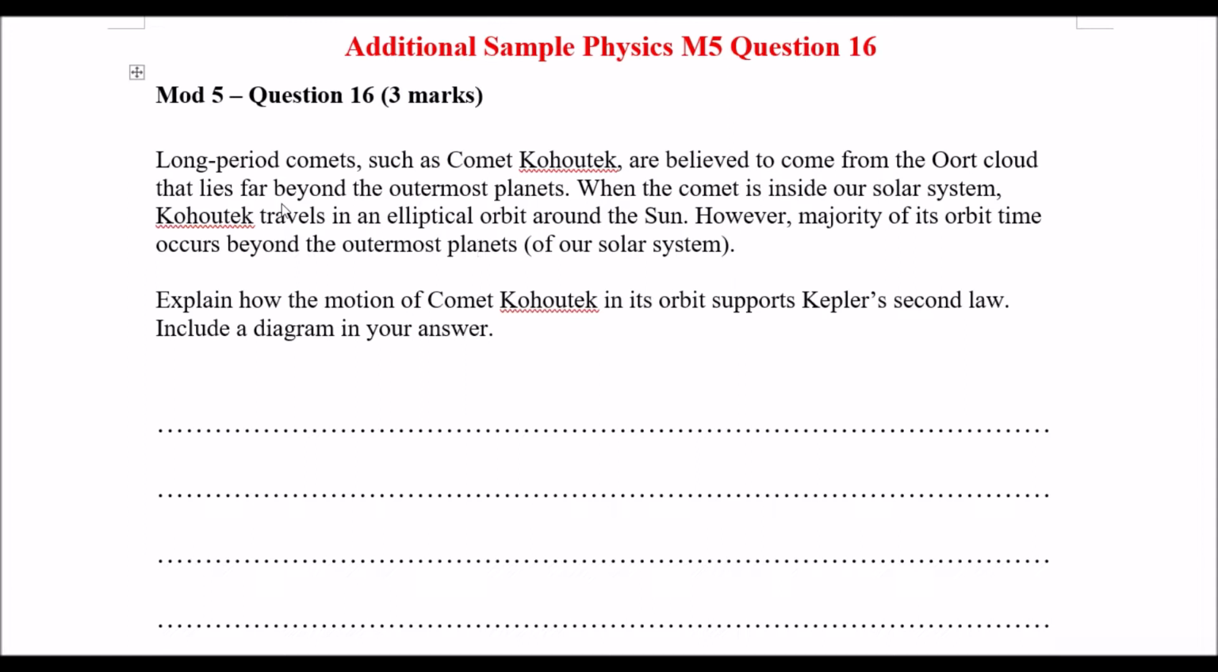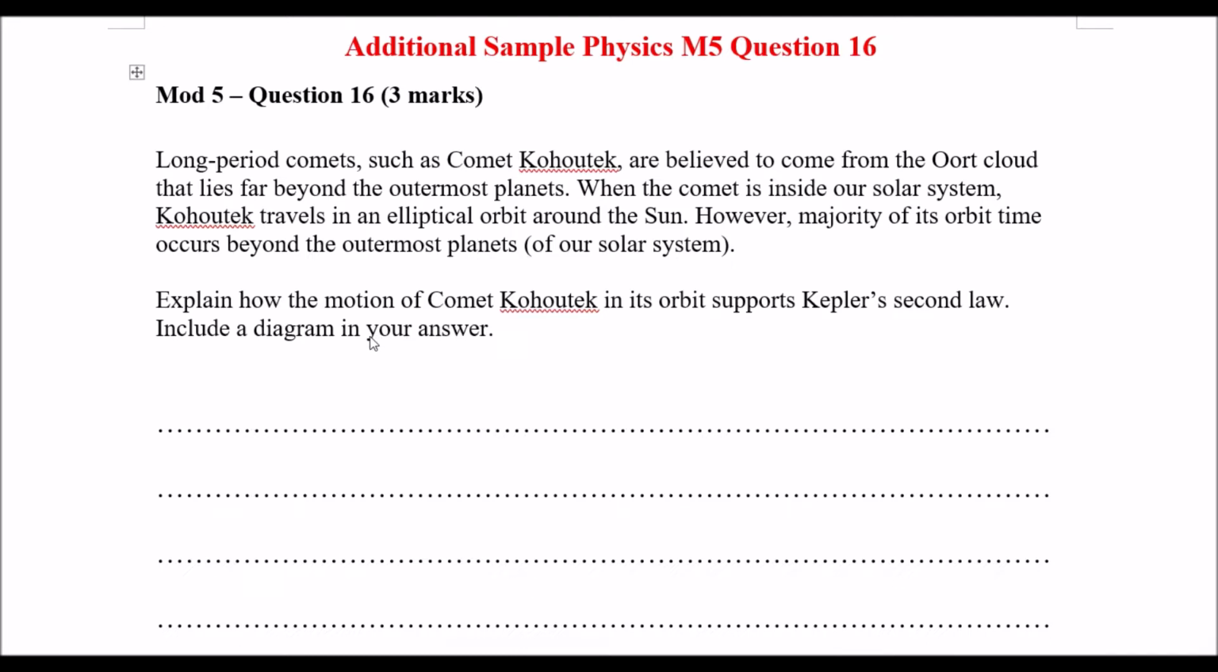We're going to go through a physics problem for Module 5, which is Advanced Mechanics. Question 16 here. We have long period comets believed to come from a cloud that lies far beyond the outermost planet of our solar system. When the comet is inside our solar system, our particular comet travels in an elliptical orbit around the sun. However, the majority of its orbit time occurs beyond the outermost planets of our solar system. Explain how the motion of the comet in its orbit supports Kepler's second law. Include a diagram in your answer.